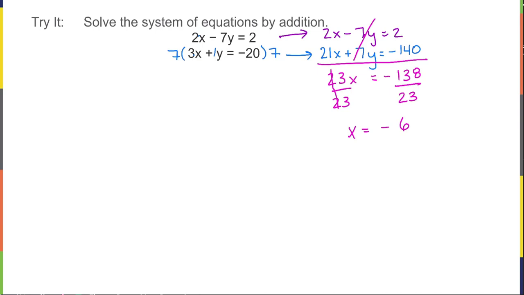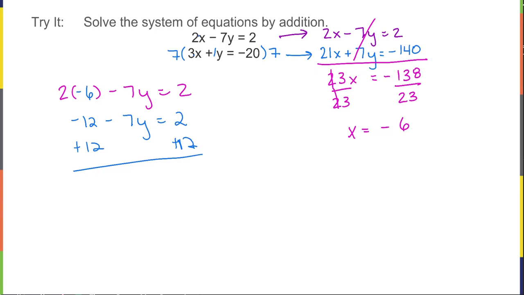Okay, so now we'll take the negative 6 and put it in for x. You can go into either equation, so I'll go into the top equation. So 2x minus 7y equals 2. I'm replacing the x with negative 6, and I get negative 12 minus 7y equals 2. If I add 12 to both sides, I get negative 7y equals 14. When I divide both sides by negative 7, I get negative 2. So it looks like the answer is negative 6, negative 2, but you'll want to check and make sure.